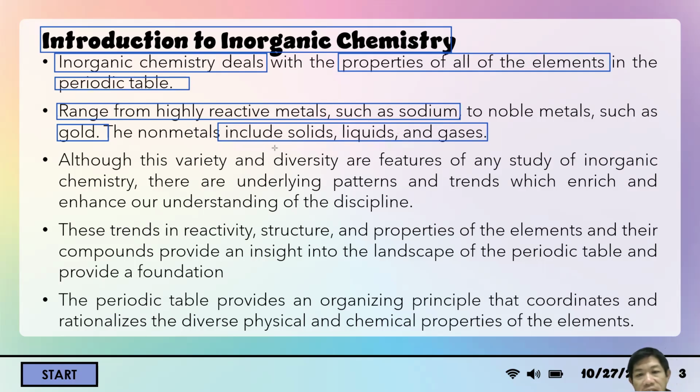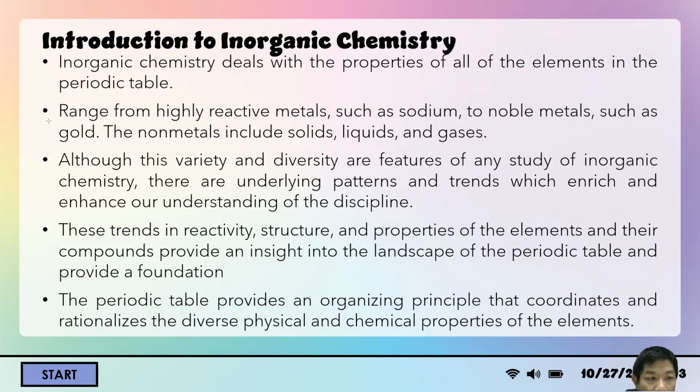So although this variety and diversity are features in many studies of inorganic chemistry, there is an underlying pattern and trends which enrich and enhance our understanding of the discipline. These trends of the reactivity, structure, and properties of the elements and their compounds provide an insight into the landscape of the periodic table and provide a foundation. So the periodic table provides an organizing principle that coordinates and rationalizes the diverse physical and chemical properties of the elements inside the periodic table. So what can we eventually extract from the information inside the periodic table, right?